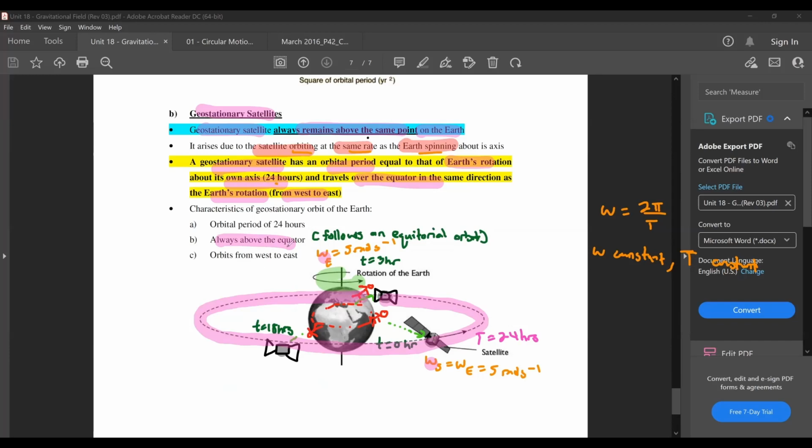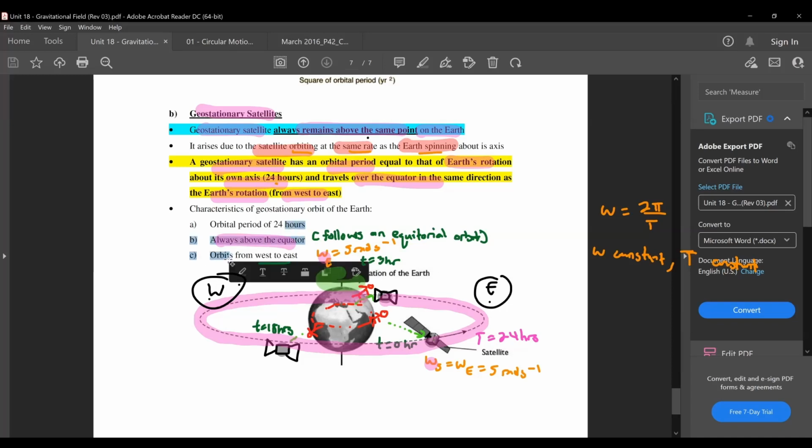And then it must be orbiting from west to east. You must follow how the Earth is spinning. Your Earth is spinning from west to east, right? Because your Earth is spinning from west to east, that is the reason why you see the sun rising first in the east, and then the sun setting in the west. So just something to know.